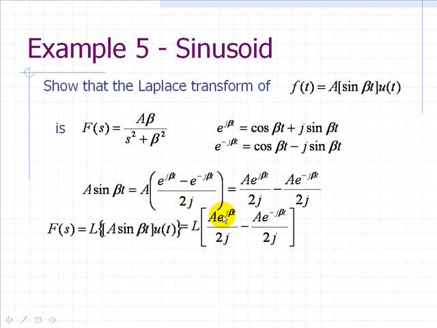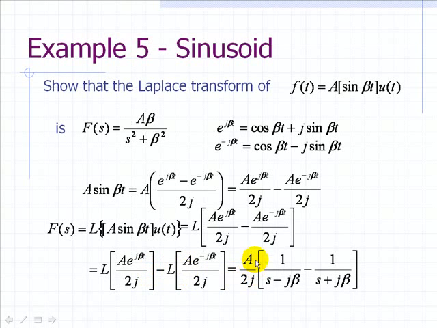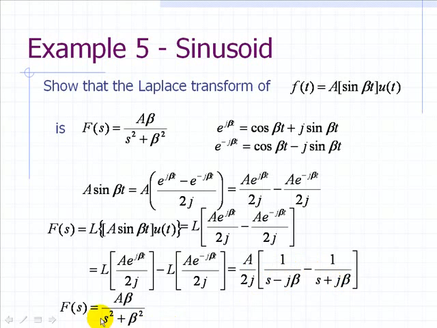Now when we take the Laplace transform of a sine beta t, we substitute each of these expressions, and we recognize this is just the Laplace transform of an exponential scaled by a divided by 2j. For e to the j beta t we get 1 divided by s minus j beta, and for e to the minus j beta t we get 1 divided by s plus j beta. And then putting it over a common denominator, we find that F of s has s squared plus beta squared in the denominator and a beta in the numerator, which is our desired result.